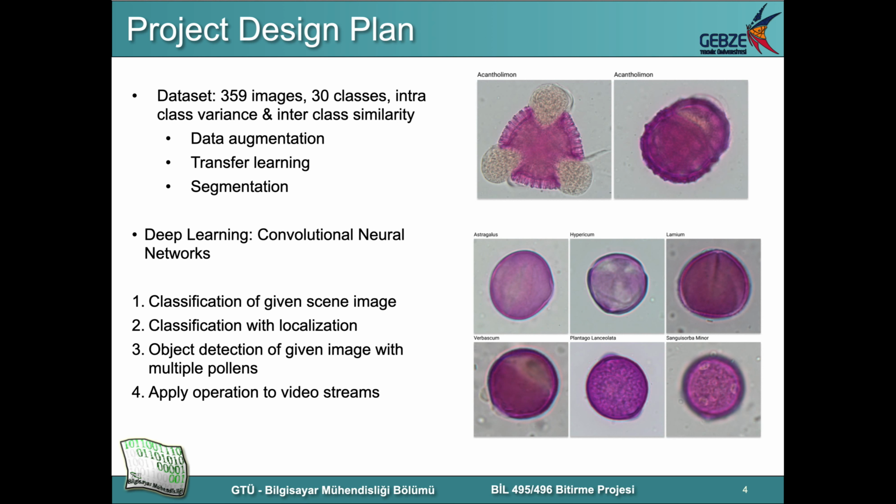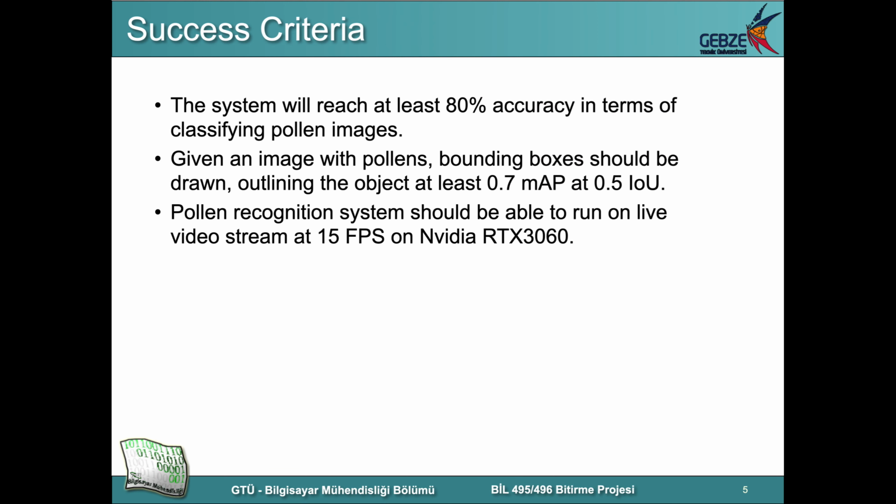I'll be using deep learning techniques. In the first step, I'll be working on classification of given scene images, then classification with localization, then object detection of a given image with multiple pollens. At last, I will apply the operation to video streams.